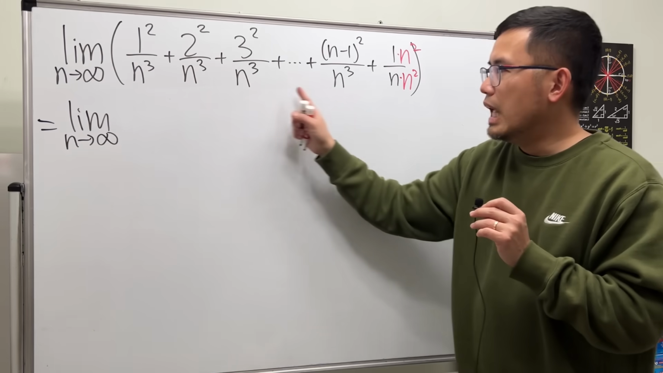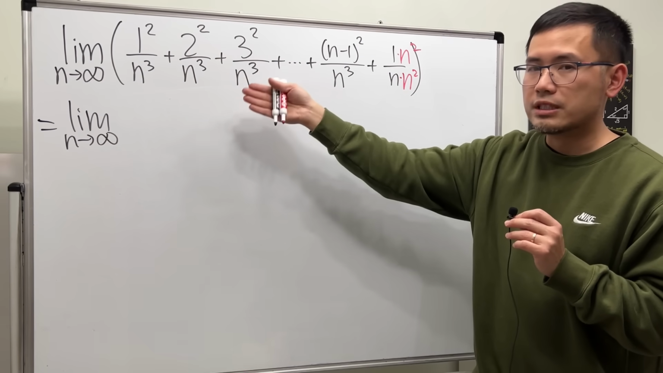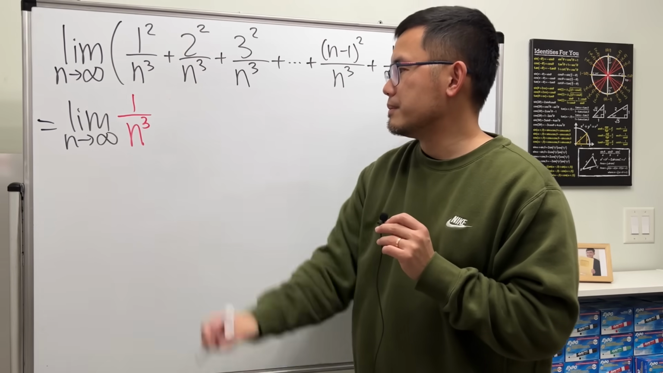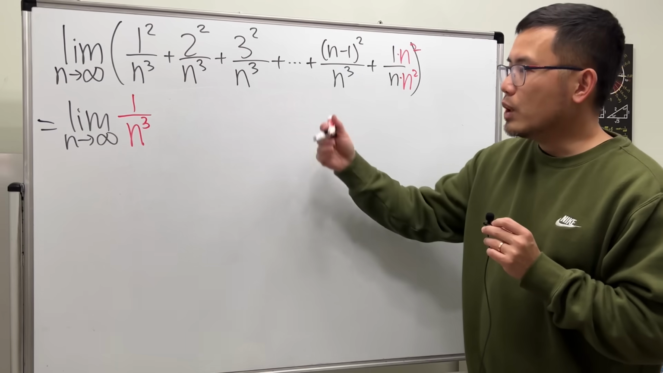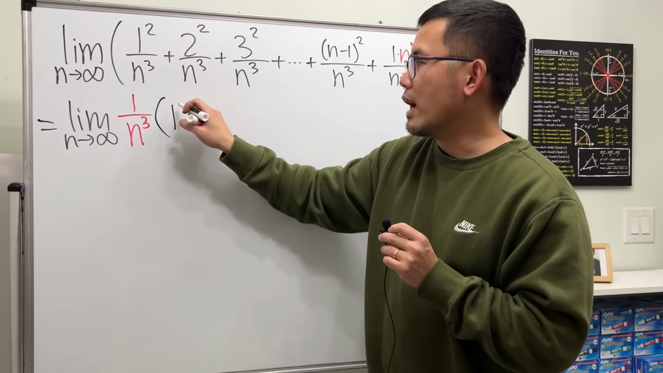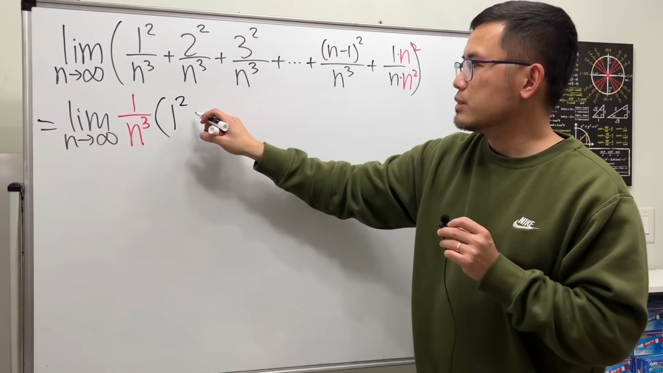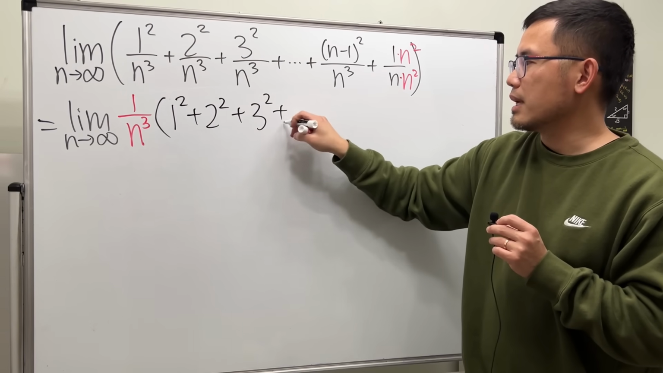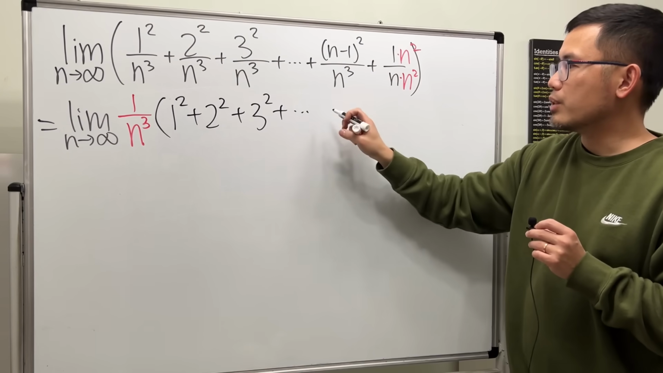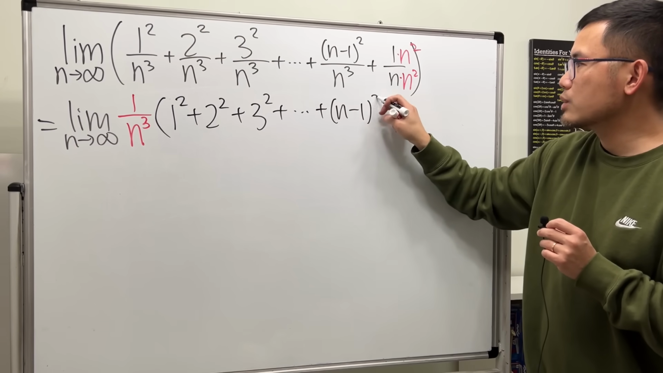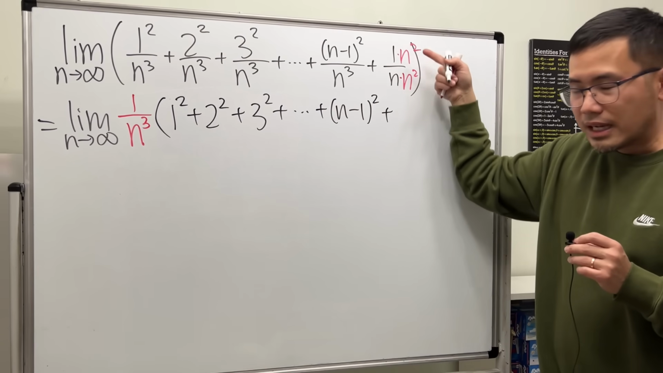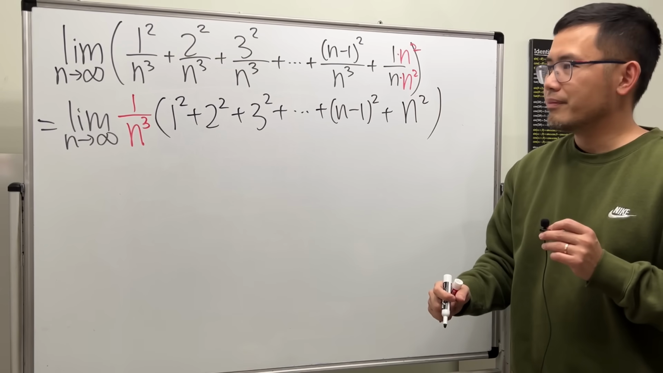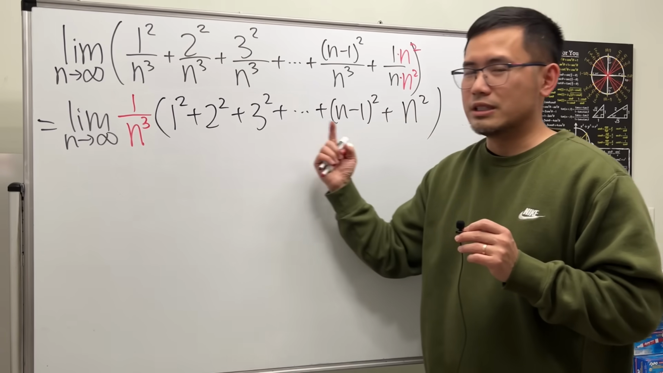First, we notice all the terms have n to the third power on the bottom, so we can factor that out. Let's go ahead and put down 1 over n to the third power. And then what do we have left? The first term is 1, which is the same as 1 squared. Next, we have 2 squared, and then the next one is 3 squared, and then plus up to n minus 1 squared, and then the last one. Get the common denominator, right? We will have n squared, like this. This is such a long expression though.